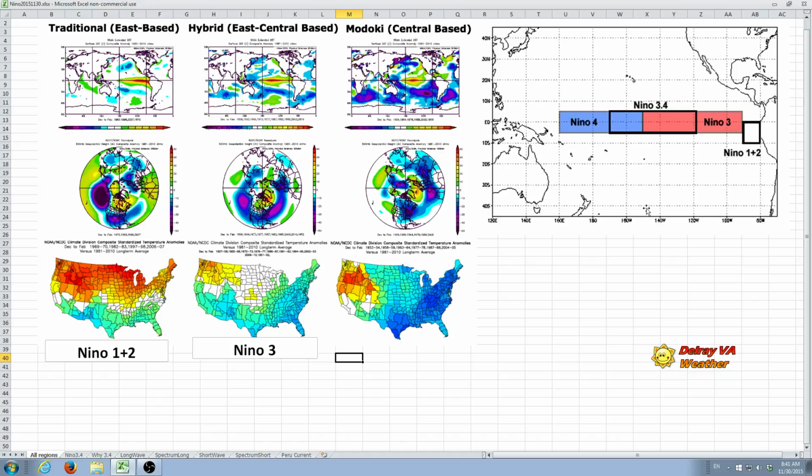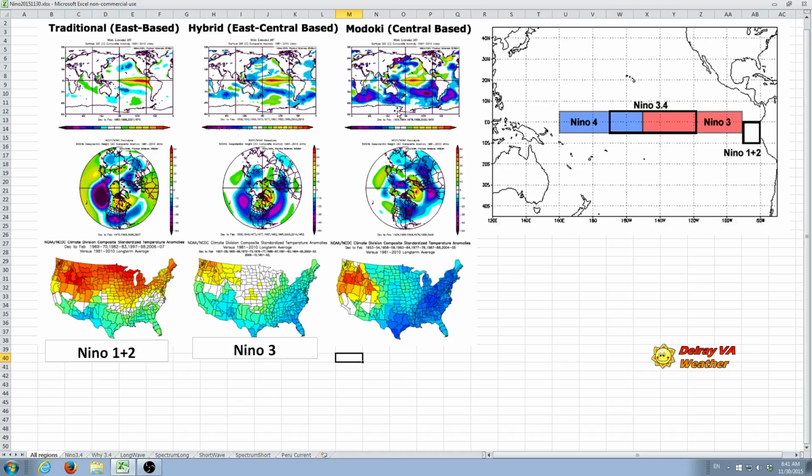And the original traditional El Nino, when it was first discovered, only really looked at the sea surface temperatures in Nino 1+2. And we have the graphic here that shows the locations of those different areas and the designations for them. Looks like I forgot one graphic.